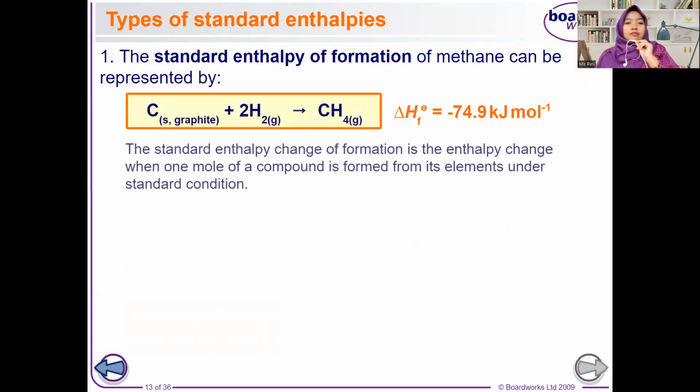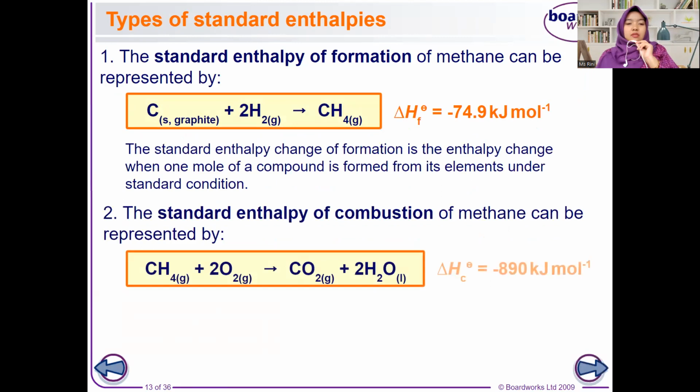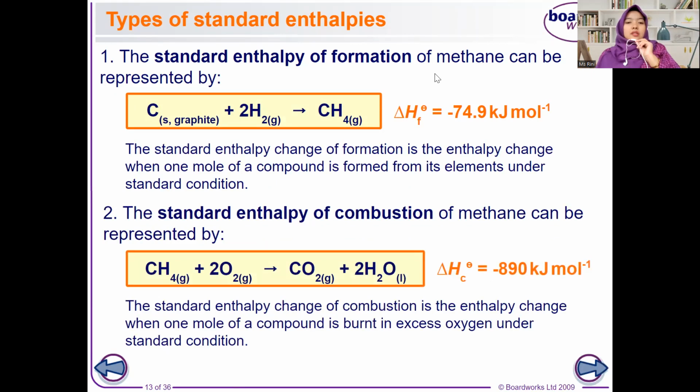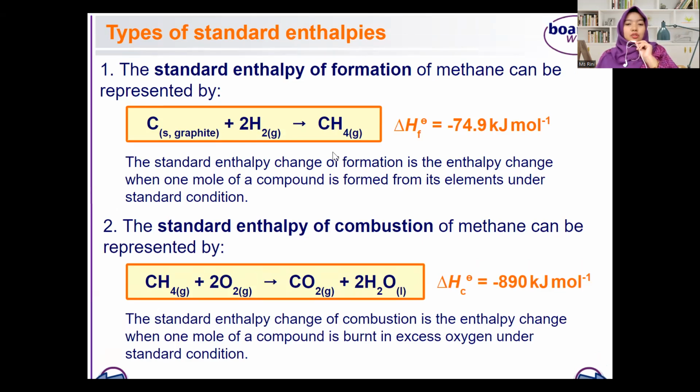We have several types of enthalpies. Number one, the standard enthalpy of formation of methane can be represented by C plus 2H2, which will produce CH4. So it will form the methane, and the reactant should come from the atoms in the standard condition. And the symbol for the enthalpy change of formation is delta HF.